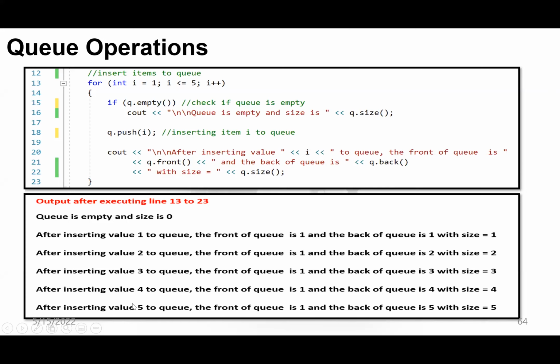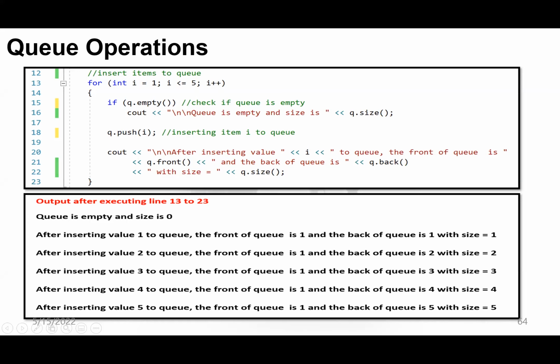And when you insert the last value, 5, the front of your queue is 1, but the back of your queue is 5. Now you have 5 items inside your queue. So this is how you can insert items. You just have to remember the new item will always be inserted at the back of the queue, right?